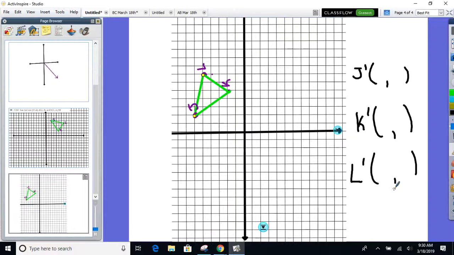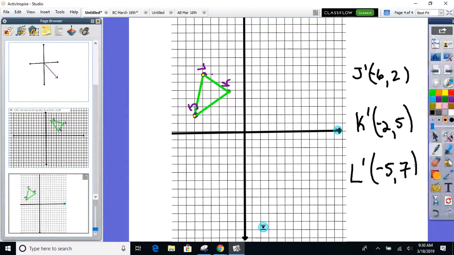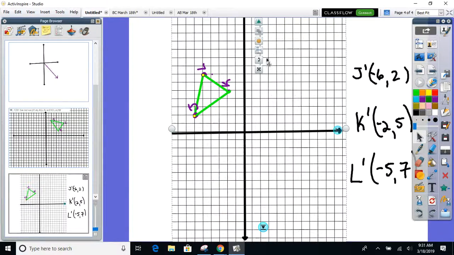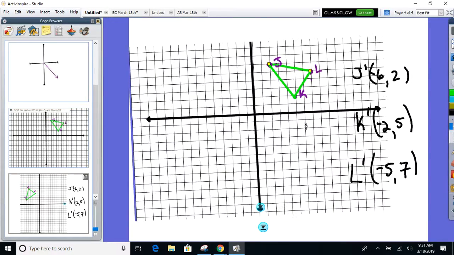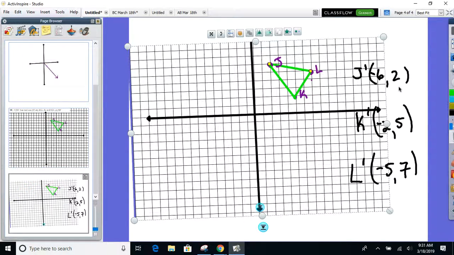J prime over 1, 2, 3, 4, 5, -6, +2. K prime 1, 2, 1, 2, 3, 4, 5. And L 1, 2, 3, 4, 5. 1, 2, 3, 4, 5, 6, 7. And then what I like to do is go back to my original and then graph those now. All right.